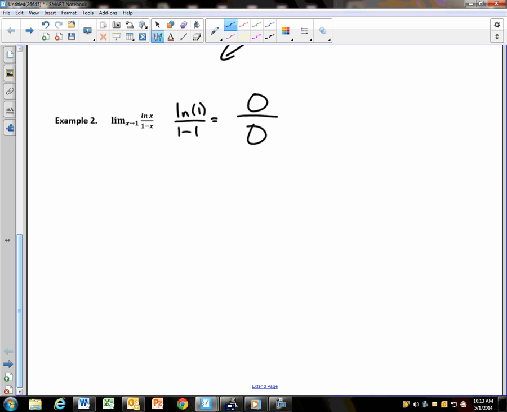And L'Hopital says, well, let's just find out the rate at which each is headed in that direction. So let's do it. We have the limit as x goes to 1 of, what's the derivative of natural log of x? 1 over x. What's the derivative of 1 minus x? Negative 1. This becomes negative 1 over x. Now let's plug in the value that we're approaching, and you get negative 1 over 1, which is negative 1.